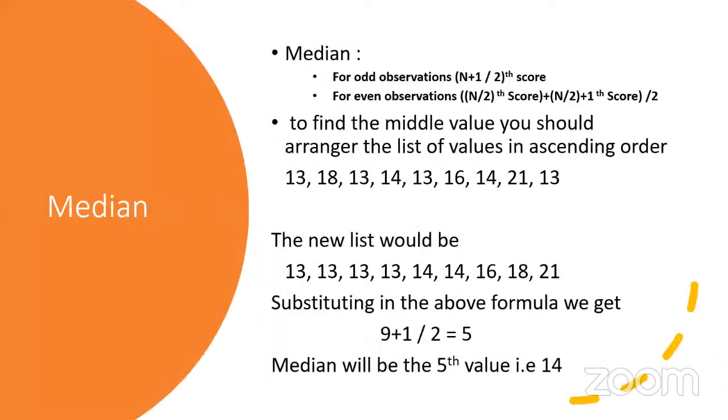If you're looking at the median, I told you there could be even observations and odd observations. If they are odd observations, no problem. You can get it by the (n plus 1) by 2th score. Here there are 9 observations, 9 plus 1 is 10, 10 by 2 is 5. The fifth score is what this means, so that would be your median. The median will be the 5th value, which is 14.